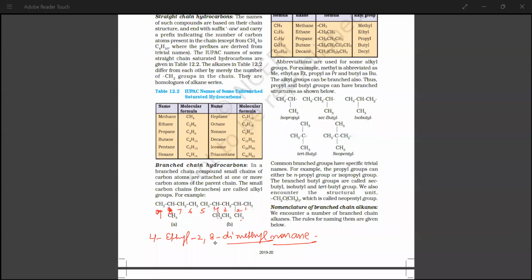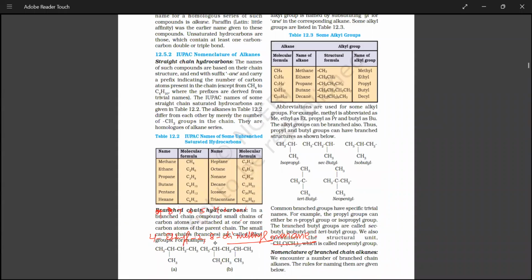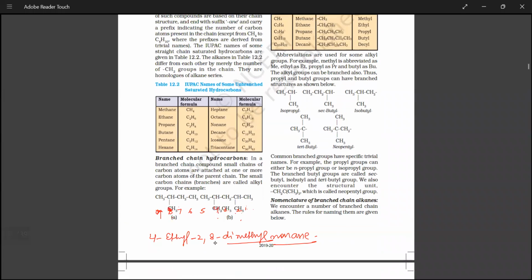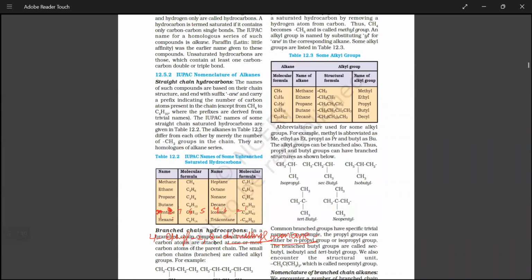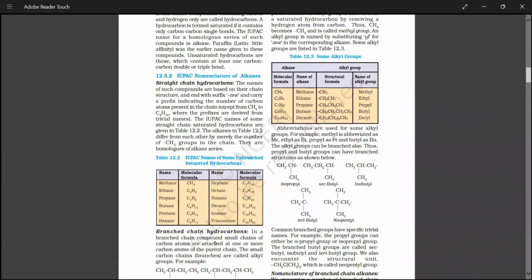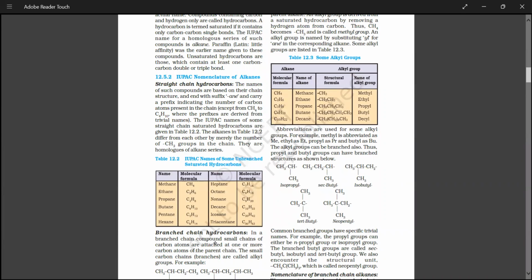Now see, this is what will be the name of the compound. Now see what next is. See, this is very important here. I'll be teaching you radicals. How radicals are formed, that's very important.